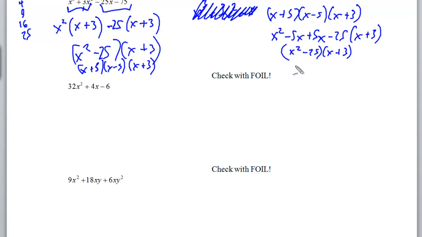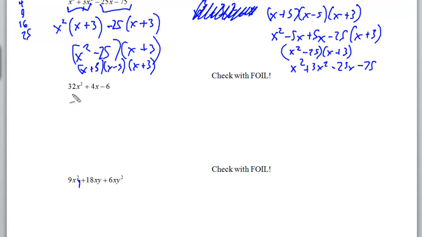Now I'm going to do my FOIL. The first term is x squared. The second term is 3x squared. The third term is negative 25x. And the last term is negative 75. Sorry about making that mistake over here. I pulled out a 5 instead of a 25. That's my mistake. And I already know there's a mistake down here. There should be a y in this worksheet. So if you try to do this one ahead of time, that's a problem.